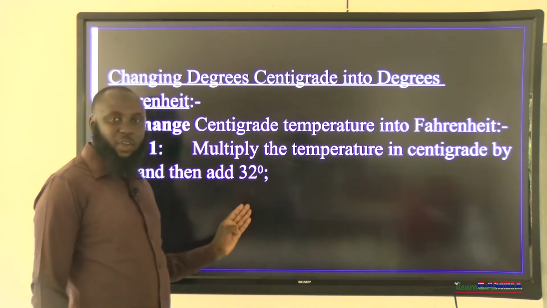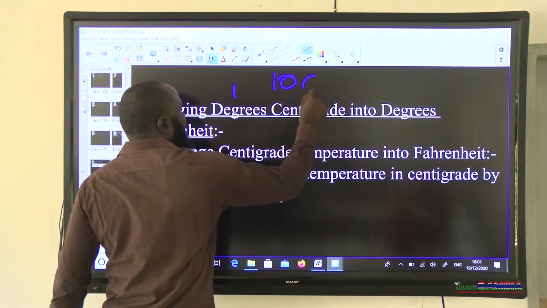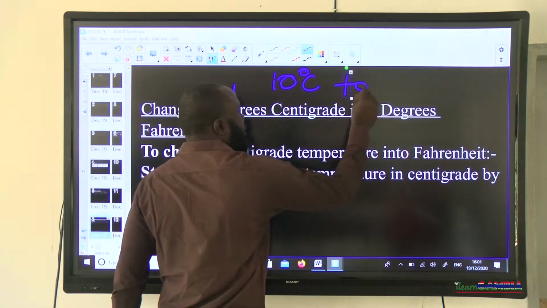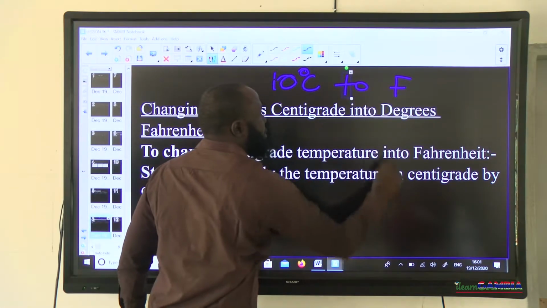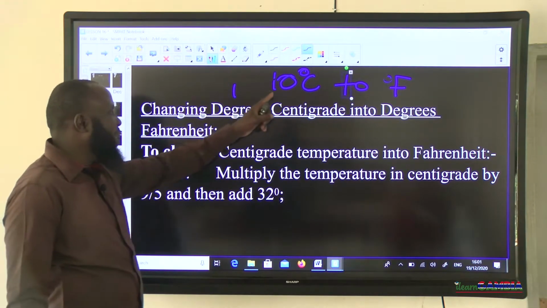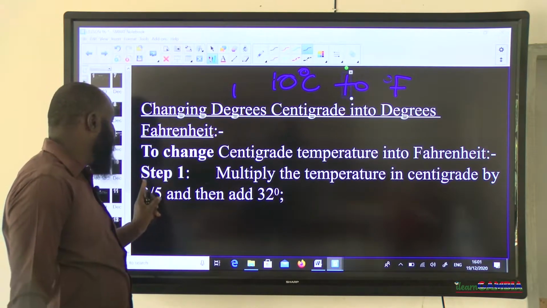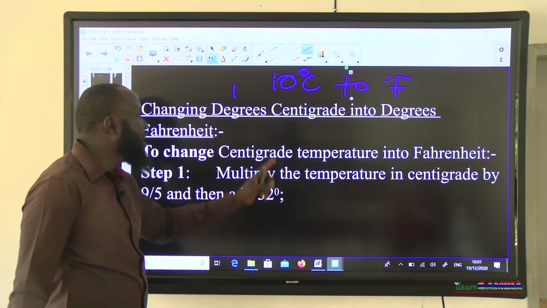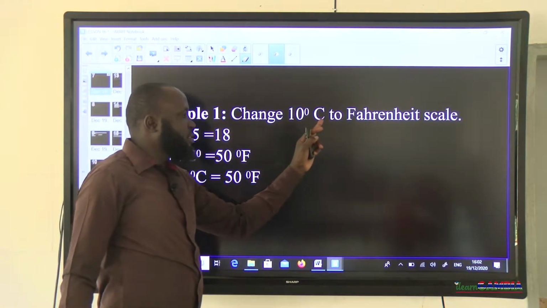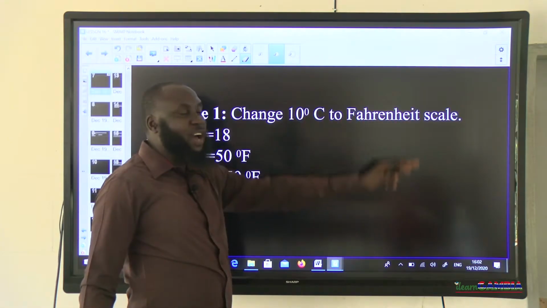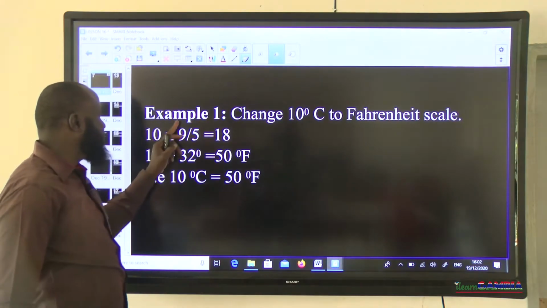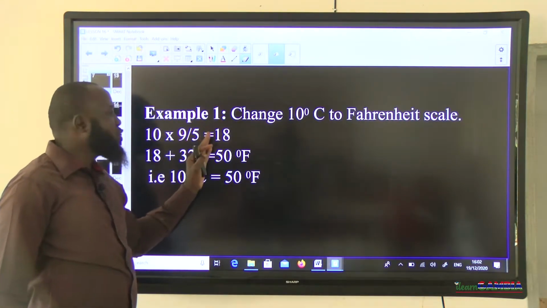For example, if you are given 10 degrees Celsius or centigrade to change to Fahrenheit, how are we going to change this? This is where we use the formula x times 9/5 and then add 32. So the x here will be this 10. Change 10 degrees Celsius or centigrade to the Fahrenheit scale. Now the first step that we take is 10 times 9/5, which is equal to 18.